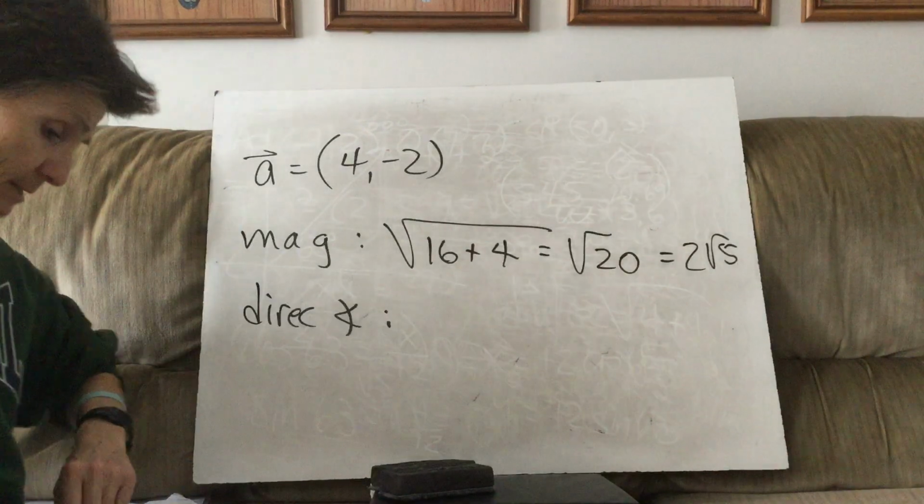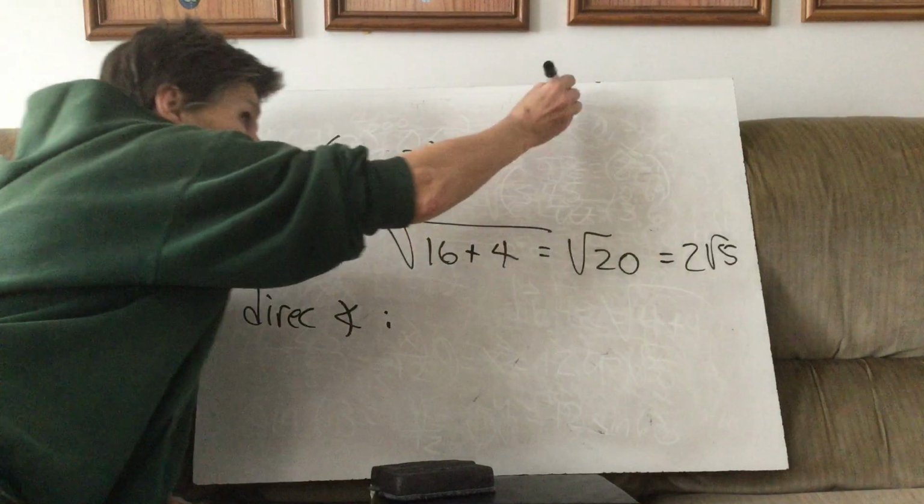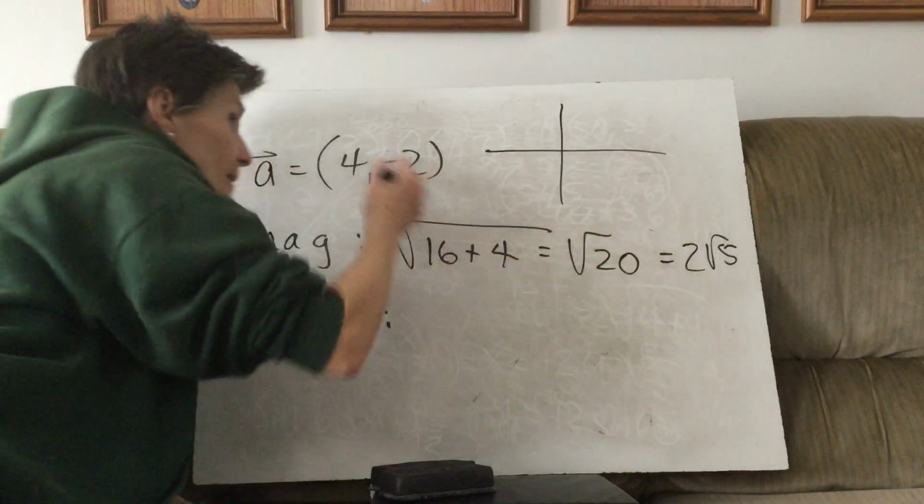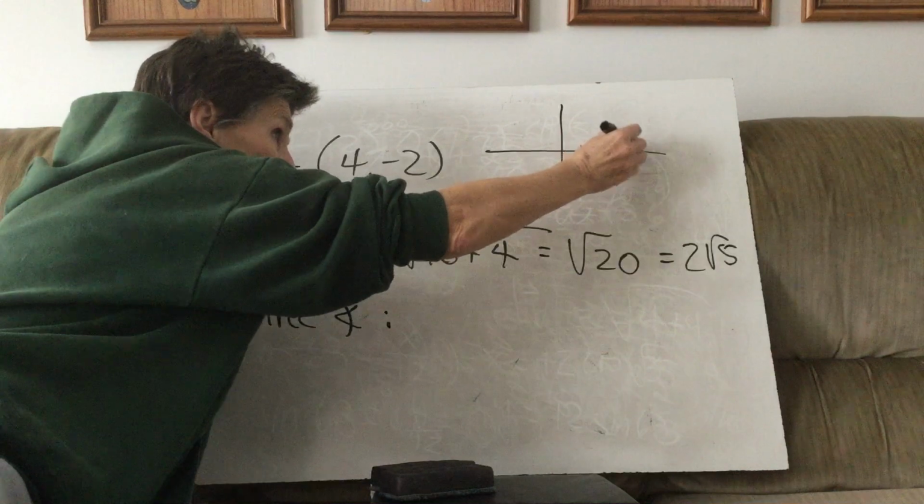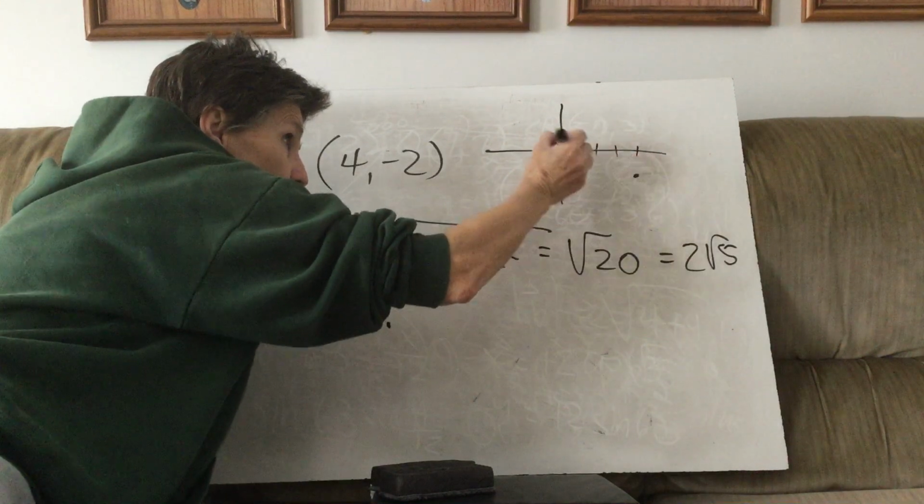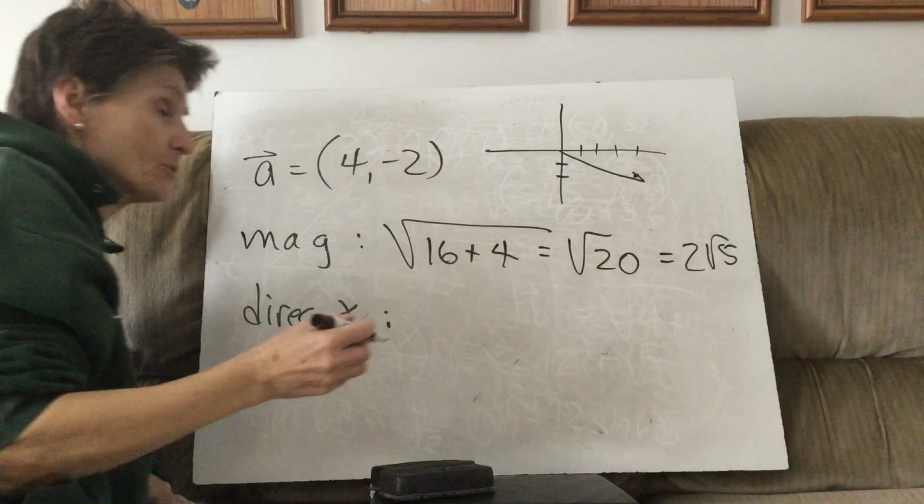Now the direction angle is a little bit more complicated, but not bad. Let's draw a picture of this. So over 4, down 2. So here's a picture of my vector.